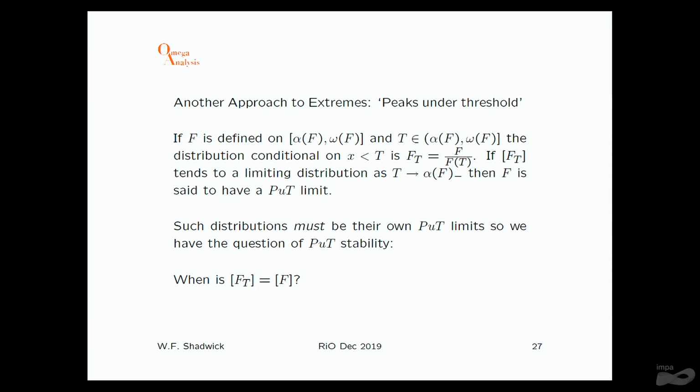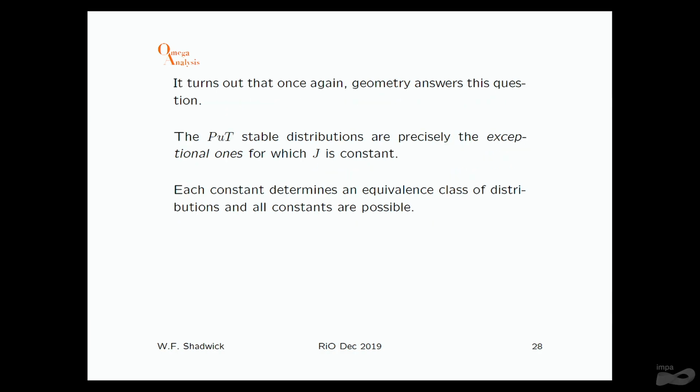So to see that, we're going to look at something basically dual to the peaks over threshold, which Anna likes to call peaks under threshold. But the same question, if you're going out to the other tail, look at the distribution conditional on being below a certain level, and ask if that has a limit as that level goes off to minus infinity or the bottom of the support. Well, again, the geometry tells you when that happens. That's precisely when this invariant J, which is Ixx over Ix squared, is equal to a constant.